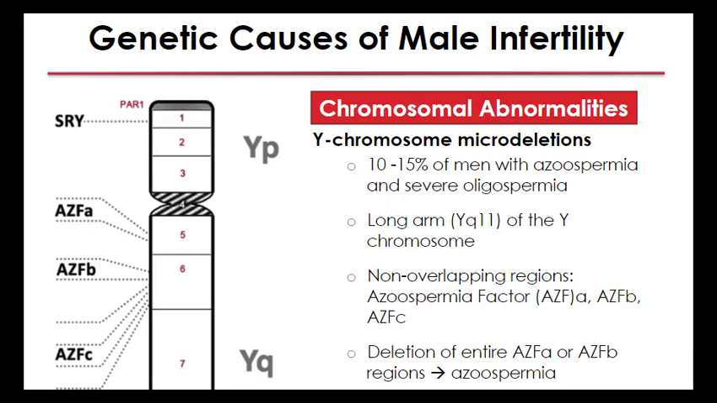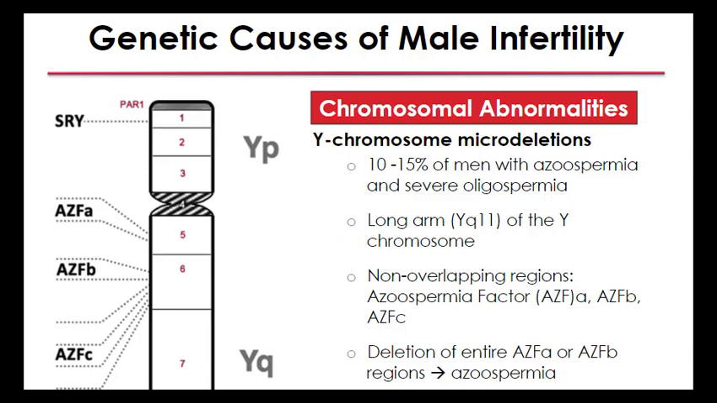Chromosomal abnormalities are a congenital cause of male infertility. Y chromosome microdeletions are found in 10 to 15% of men with azoospermia, when there's no sperm present in the semen, and severe oligospermia, defined as less than 5 million sperm per milliliter. This condition involves the long arm, Yq11, of the Y chromosome.